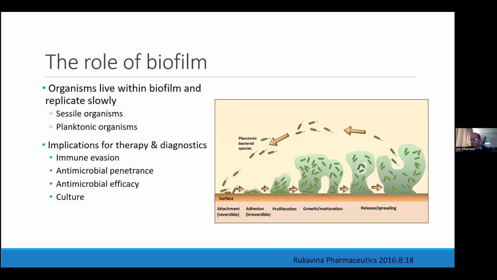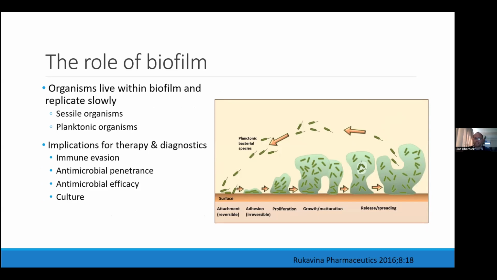Organisms live within the biofilm and replicate slowly, and they can essentially be divided into two subtypes. They can be sessile, within the biofilm itself, and planktonic, occasionally making their way out and potentially seeding elsewhere or growing the biofilm size. And this has major implications for therapy and diagnostics.